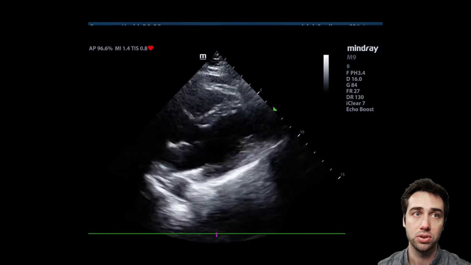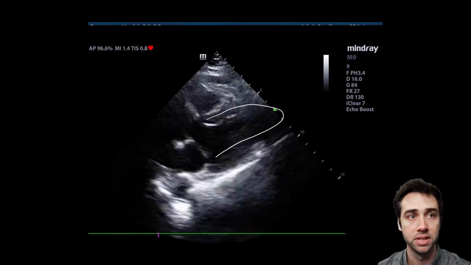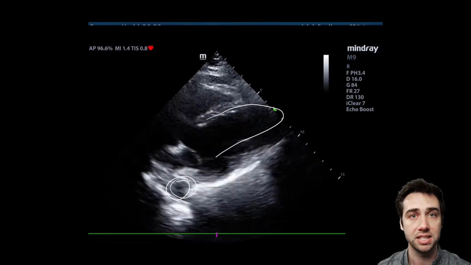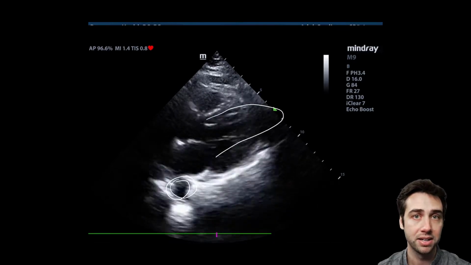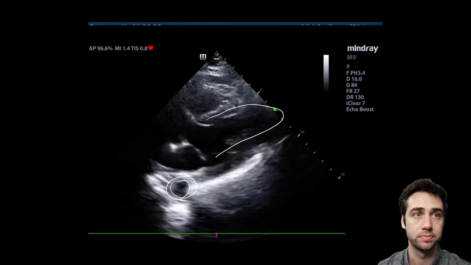The other thing you want to notice is just the overall squeeze of the left ventricle. Does it look like it's coming together well? And then finally, you want to see down here, that's the descending aorta that's actually in the back of the parasternal long axis view, so you should be able to identify that as well.